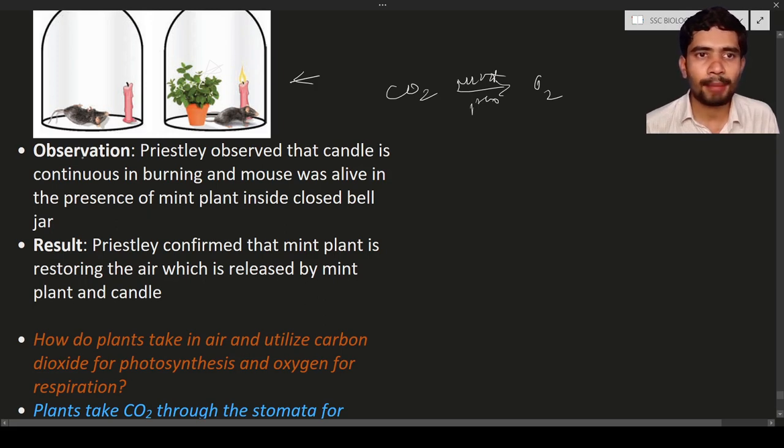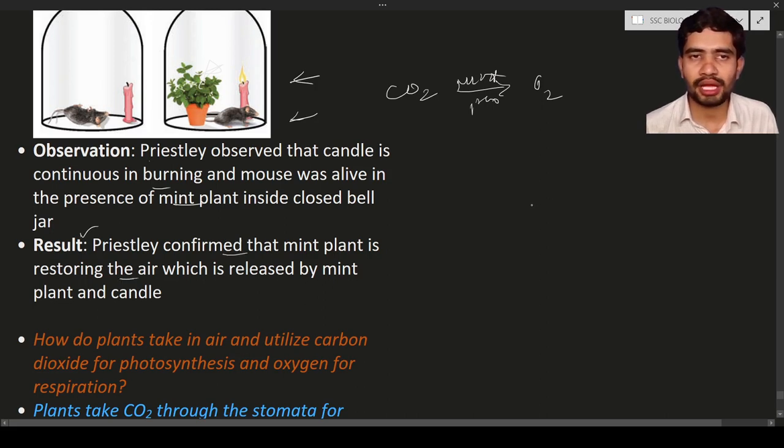Okay, so the observation, what we have observed from the Priestley experiment: the candle continued burning and the mouse was alive in the presence of the mint plant inside the closed bell jar. Closed bell jar means if you close the bell jar, no air enters into the bell jar and no air escapes out.